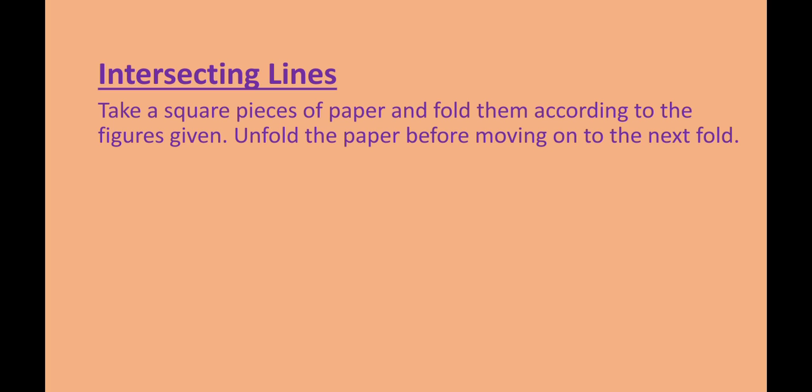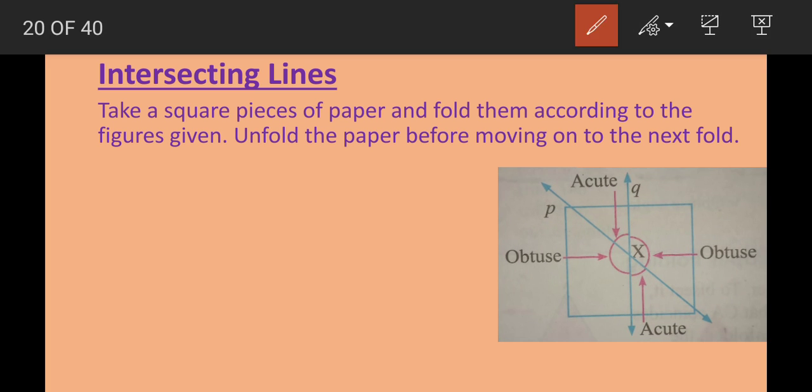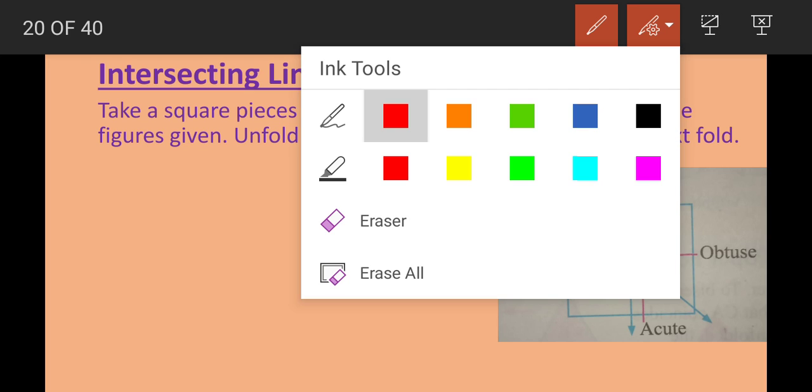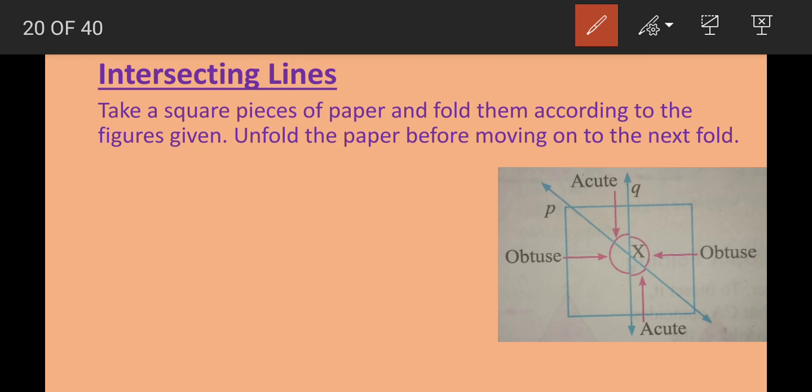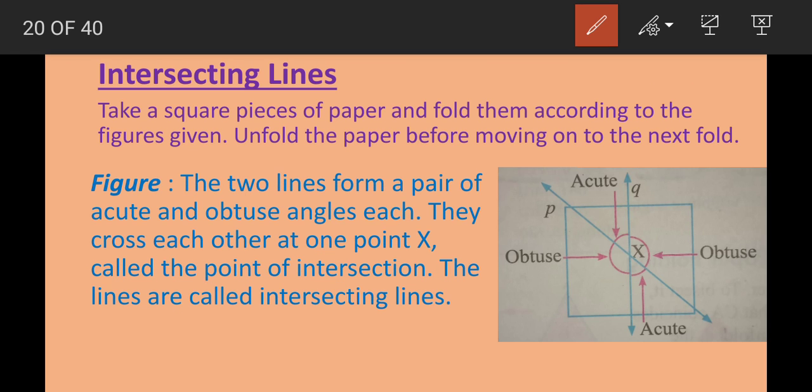Same, you have to take a square paper and fold it according to the given figure. First you have to fold from top to bottom, in the middle, so that we will get line Q. Clear? In the same way, unfold it once and fold from the corner, top left corner to bottom right corner. When we unfold it, we will get another line. Here there are two lines. The first line is P and the other line is Q.